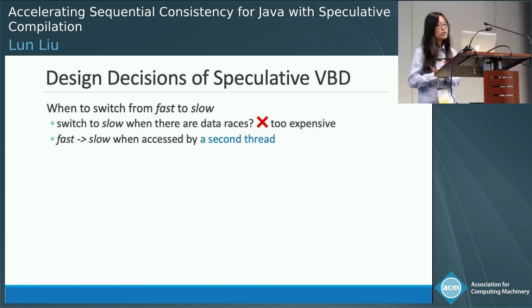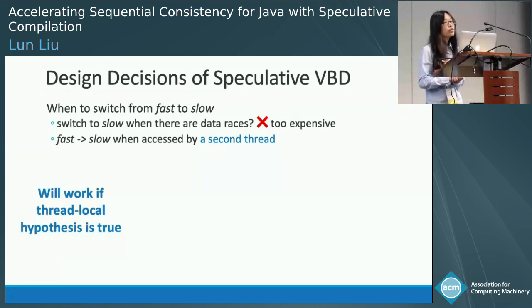As a result, we decided that in our implementation, we are going to switch from the fast version of the code to the slow version of the code when an object is accessed by a second thread. Basically, if the object is thread-local, then there's no need to insert any fences. If it is not, then we're going to execute the slow version of code with fences. Of course, this will only work if most objects are thread-local throughout their lifetime. This is the hypothesis we have here, and it is later validated through our evaluation.